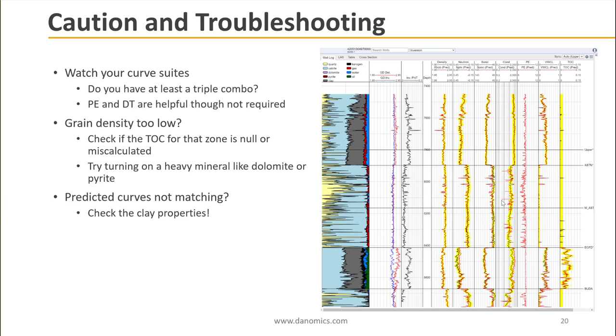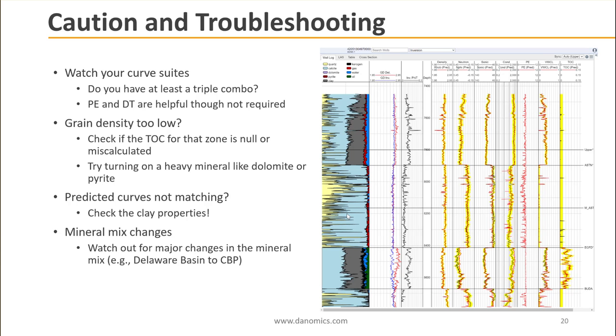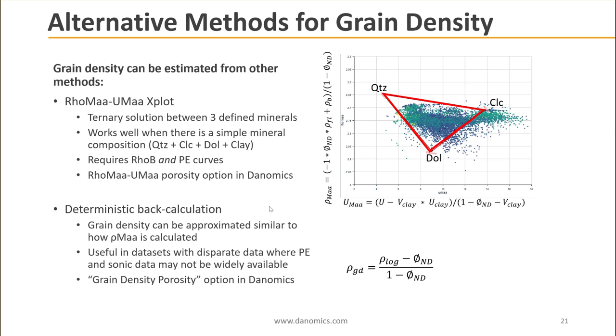If the predicted curves aren't matching, first thing I like to do is go check the clay properties. If that's not the solution, then maybe you need to change your mineral mix. And one note on that is be careful for major changes in the mineralogy. So, for example, moving from the Delaware Basin to the Central Basin Platform, you see some major changes in the mineral mix, and so you need to go in and customize that.